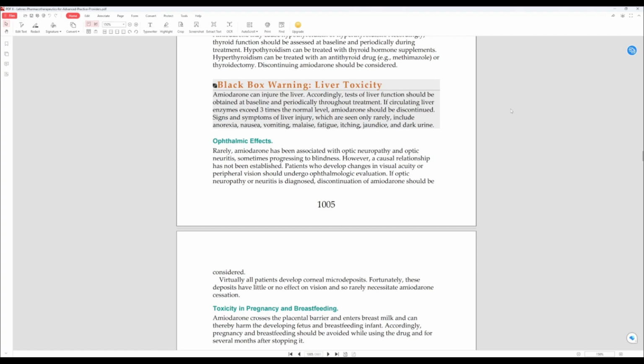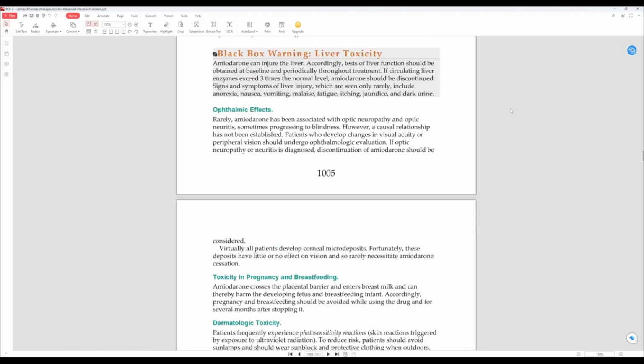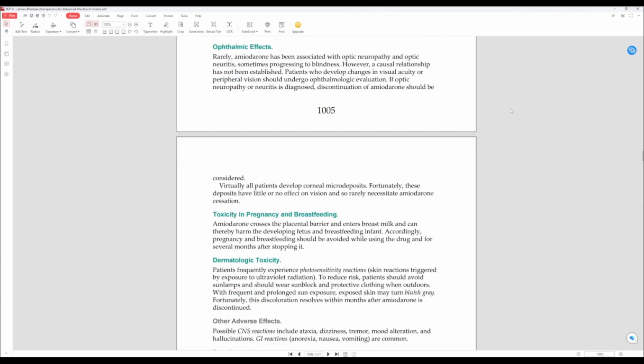Ophthalmic effects. Rarely, amiodarone has been associated with optic neuropathy and optic neuritis, sometimes progressing to blindness. However, a causal relationship hasn't been established. Patients who develop changes in visual acuity or peripheral vision should undergo ophthalmologic evaluation. If optic neuropathy or neuritis is diagnosed, discontinuation of amiodarone should be considered.